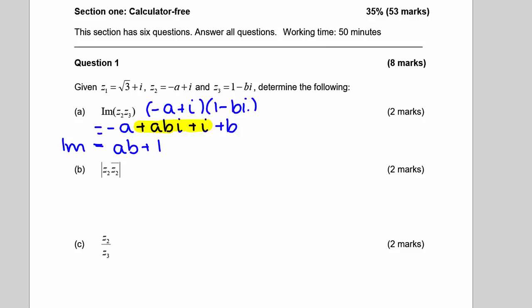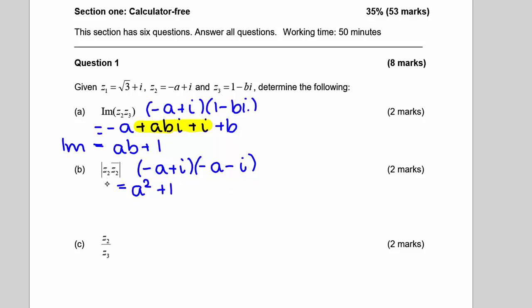Now, this is Z2 times the complement of Z2. So let's start off with Z2, which is negative A plus I. And the complement is negative A take I. And if I expand that, I get A squared plus AI take AI, so that cancels. And then it's take I squared, which is really just plus 1.